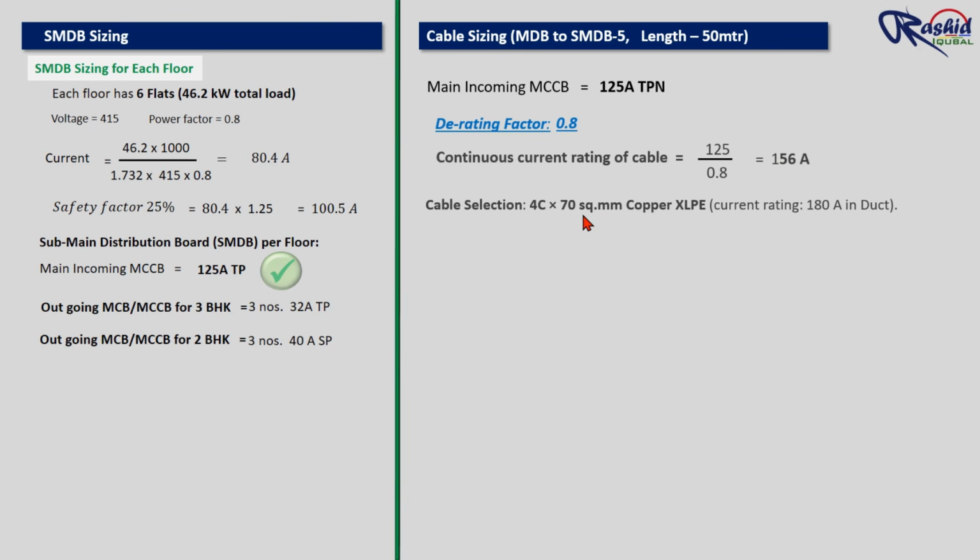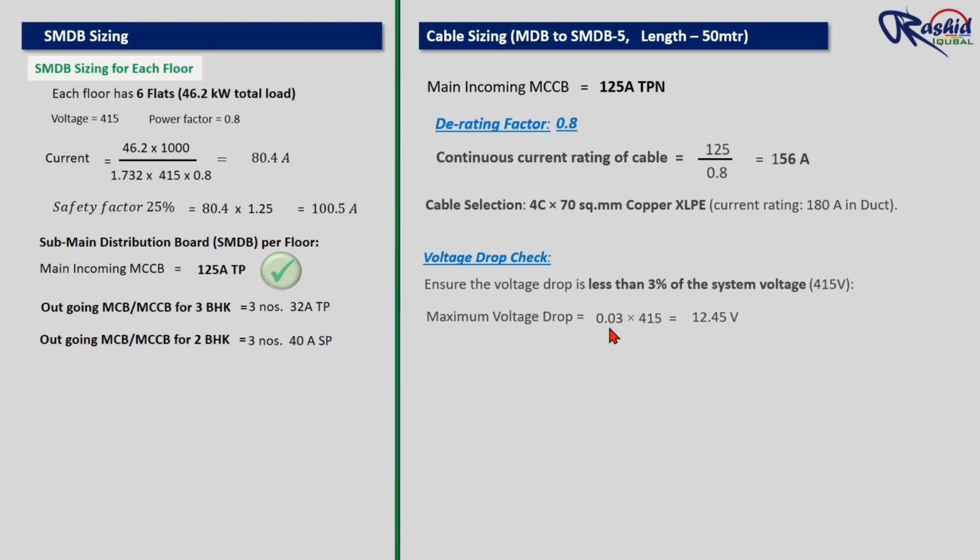But before finalizing this cable, we need to check voltage drop as well. We need to ensure that the voltage drop of the cable does not exceed 3% of system voltage. Since our system voltage is 415 volt, the maximum allowable voltage drop is 0.03, this is 3%, multiplied by 415 equal to 12.45 volt. So this is the maximum allowable voltage drop. Now we need to choose a cable that ensures the voltage drop is less than 12.45 volt.